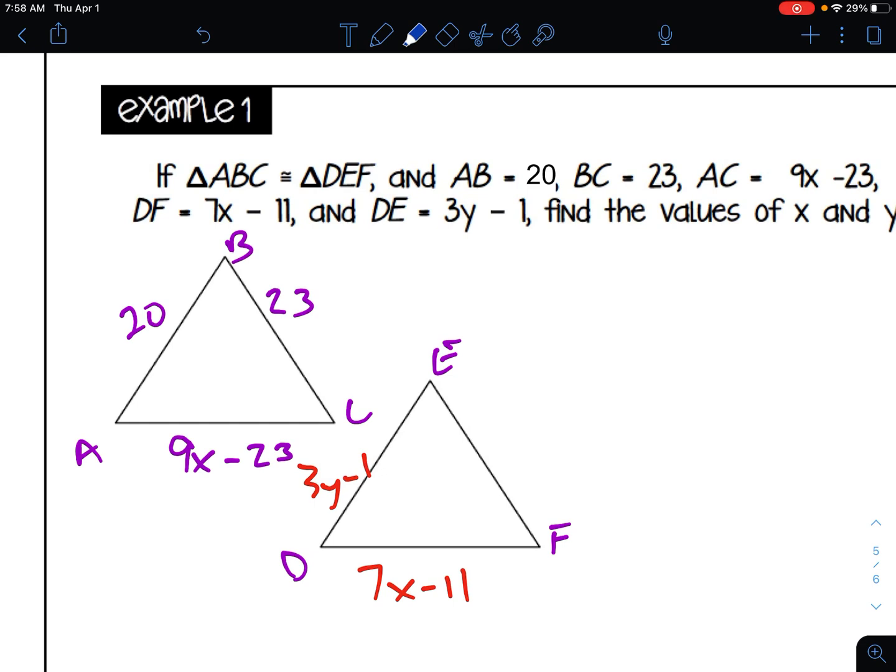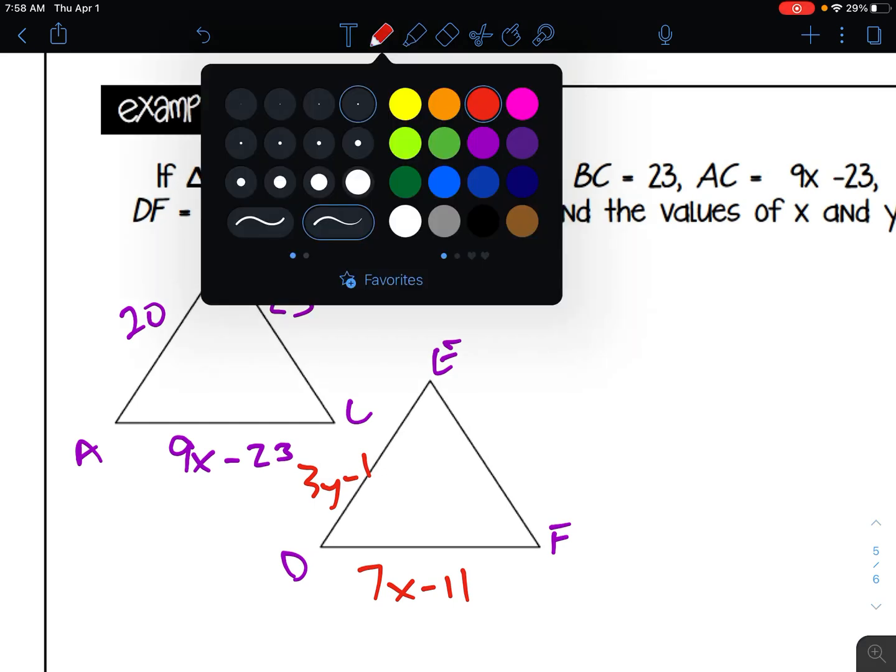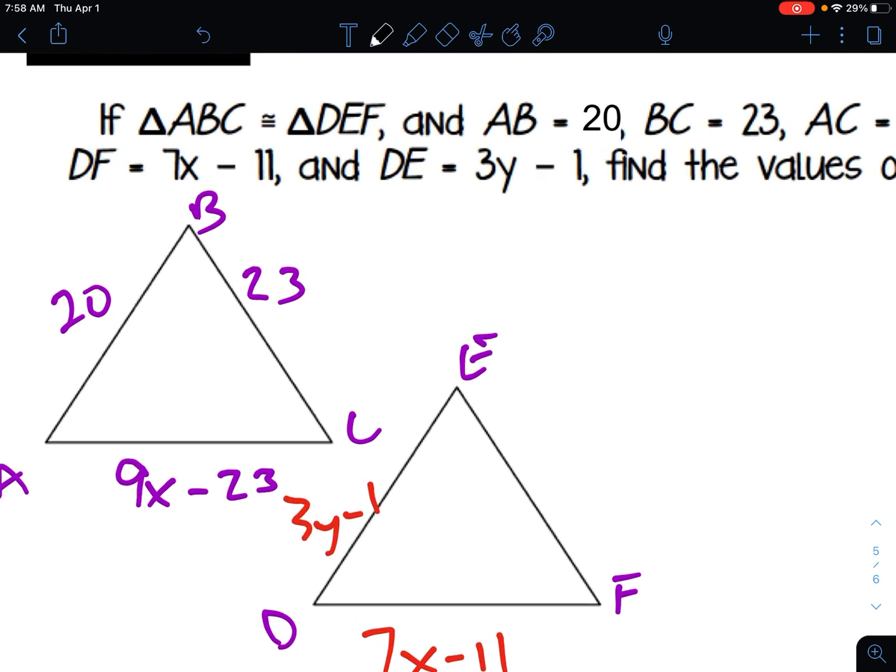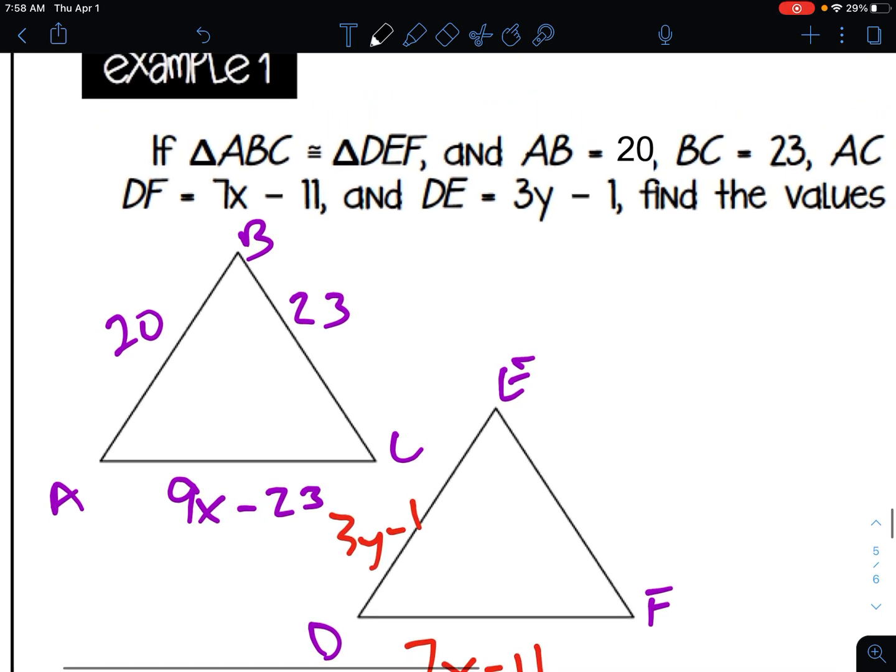So the idea behind what we're doing and what we did was this. Well, let's mark up this triangle, okay? Let's mark up this triangle. Since we're dealing with side lengths, we're going to stick with just the side lengths, right?